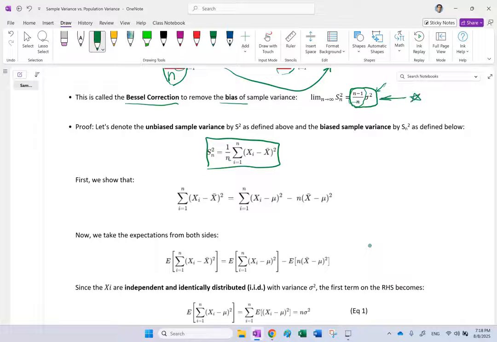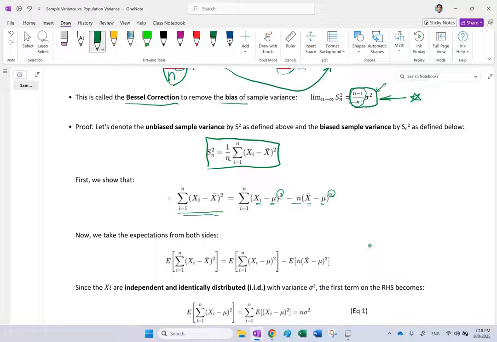To show this, first I start by claiming that the sum of the xi minus x bar squared for the sample, i goes from 1 to n, the sum of the square deviations, is equal to the sum, i goes from 1 to n, of xi minus the population average squared, minus n times the difference between the sample average and the population average, the whole thing squared. So the first thing I claim is that the left-hand side and right-hand side are equal.